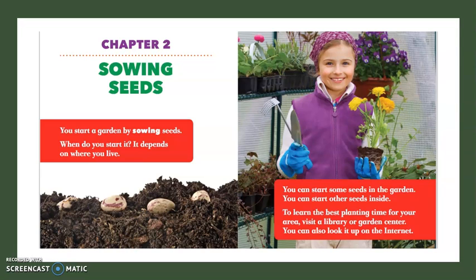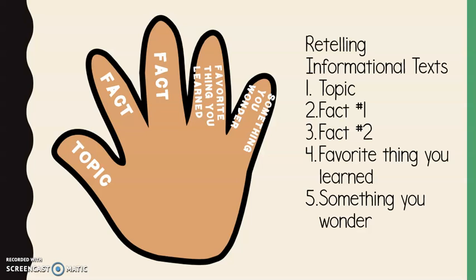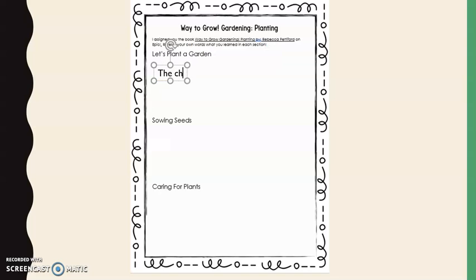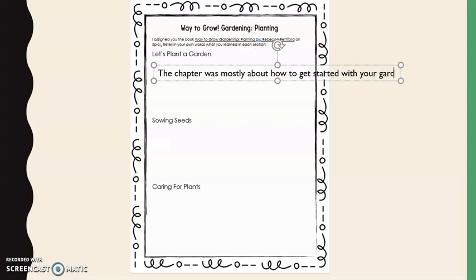And here's the start to chapter 2. But I don't need to read that yet because I need to stop and think. How am I going to retell my story? Well, we need to think back to our 5-finger retell. The first thing is the topic. What was it mostly about? Well, it was mostly about how to get started with your garden. So I'm going to type that. The chapter was mostly about how to get started with your garden.